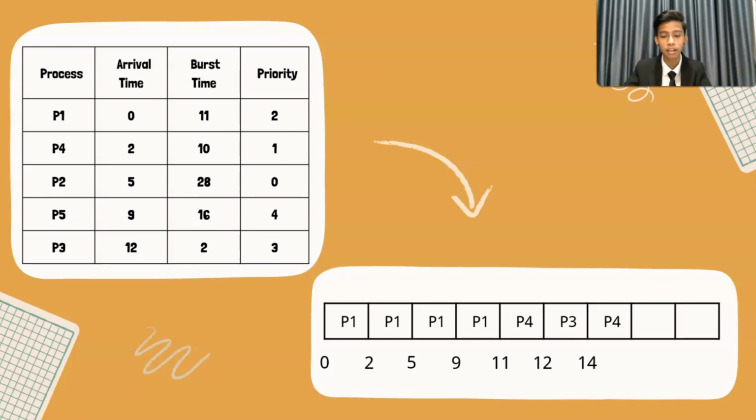Next, since P4 has finished executing, the system chooses between P2 and P5, with 28 and 16 respectively. Therefore, P5 has the shortest burst time, so it starts executing. For the last part, since P5 has finished executing, the only remaining process is P2, so it starts executing. With a burst time of 28, 28 plus 39 equals 67.